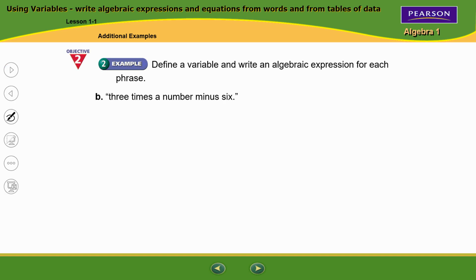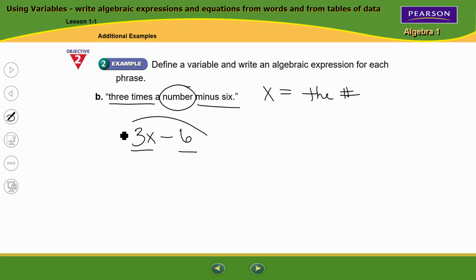Define a variable, write an algebraic expression. Same directions. Here's our variable. Use whatever letter you would like. X is going to equal this number here. 3 times a number. 3 times a number is multiplication. 3 times means multiplication, kind of like twice did in the last example. So 3 times a number would be 3x, and then minus 6. Minus is another way of saying subtraction. So 3x minus 6. 3 times a number, minus 6.